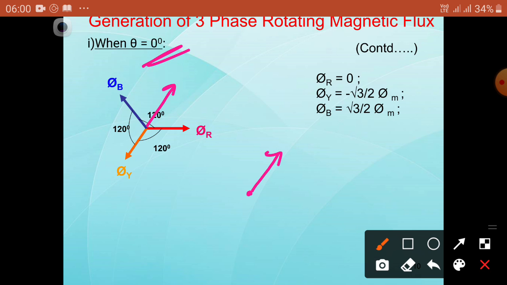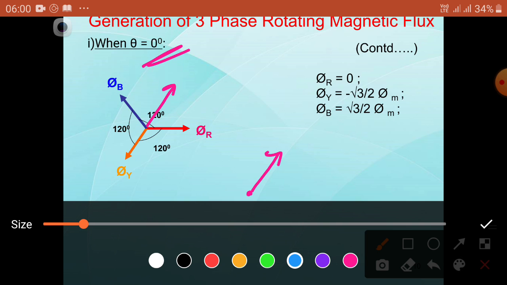Now coming to the B phase, what is the value of B? B is equal to root 3 by 2 magnitude in the positive direction. This is the B direction, this direction only. Now we take the B. What is the magnitude? The magnitude is root 3 by 2. This is the Y phase, this is the B phase.